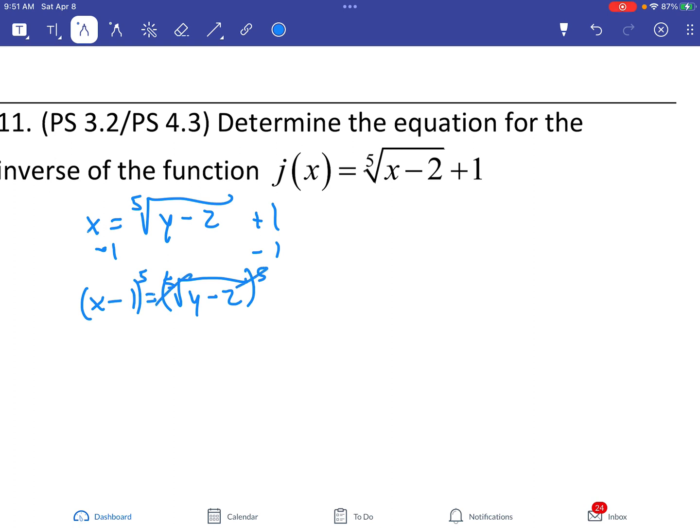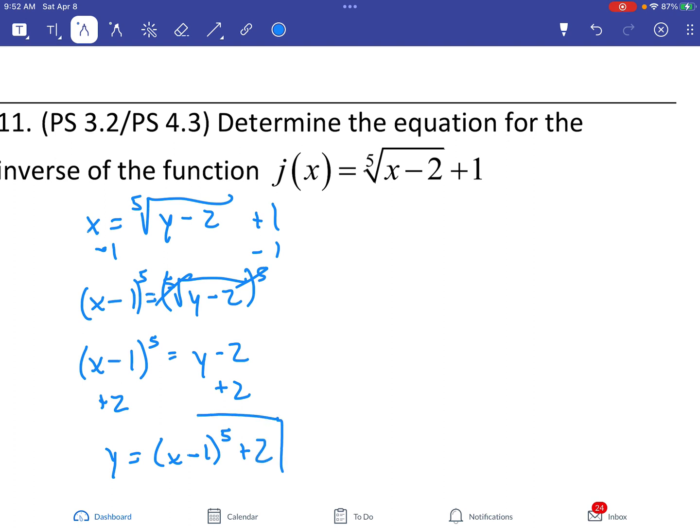So this would go away and that would go away. So we have x minus 1 to the 5th equals y minus 2. Now, unlike when we're solving radicals, we don't have to multiply x minus 1 to the 5th by itself 5 times. That's not what we're doing. We're just finding the equation. The last step of this to solve for y would be to add 2 to both sides. So y is equal to x minus 1 quantity to the 5th power plus 2. That's your answer.